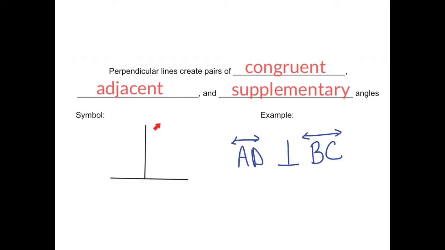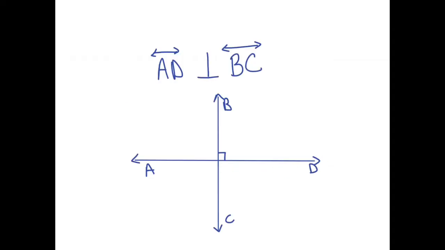We use symbols to represent things in math, and so the symbol for perpendicular lines looks like this, and this is how we would write it. Now we read this symbol as "perpendicular to," so we would say line AD is perpendicular to line BC. That's how we would read this math symbol statement over here. And this is the diagram that is created whenever you actually draw out line AD being perpendicular to BC.